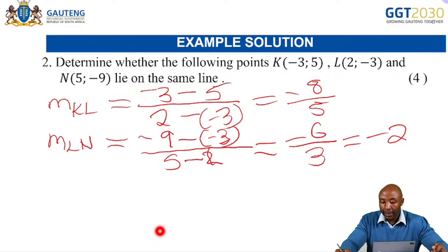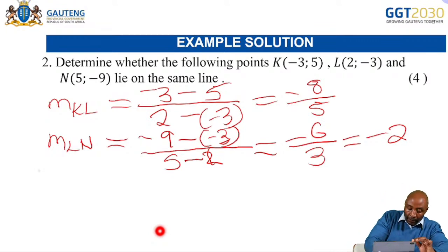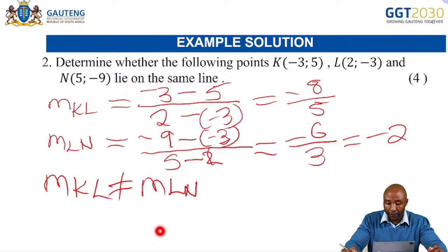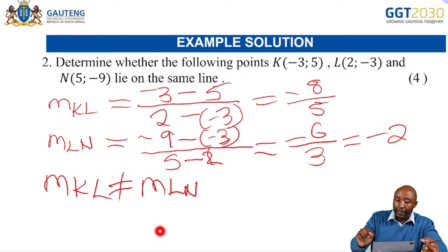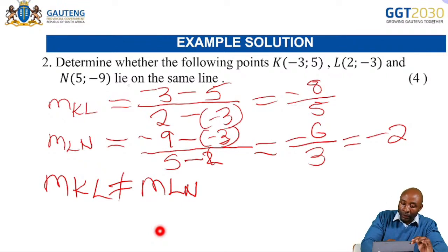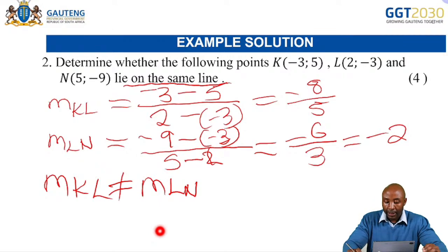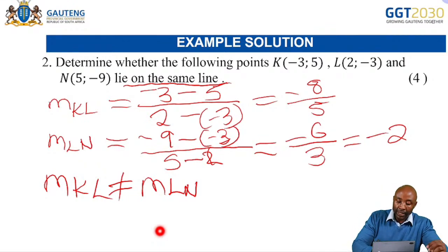Do we need to look at KN? No. Already we are able to see that the gradient of KL is not equal to the gradient of LN. So it follows that K, L, and N, these are just points, but they do not lie on the same line. So this is one example where we need to make sure that we quickly do the calculations and conclude very fast, so we are able to get the solution very fast. So the gradient of that is not equal to that.